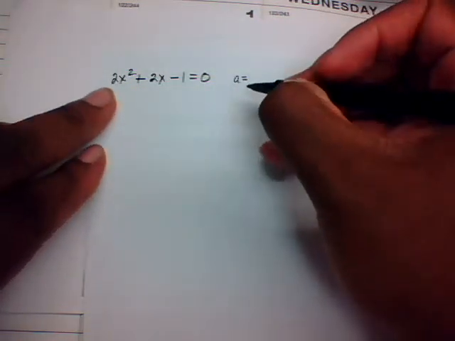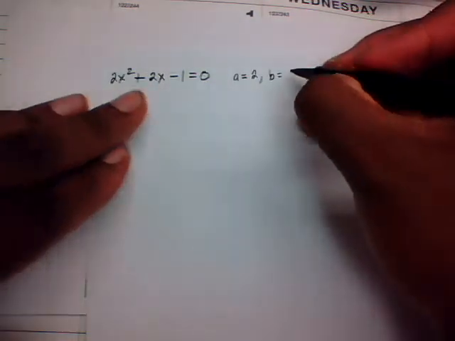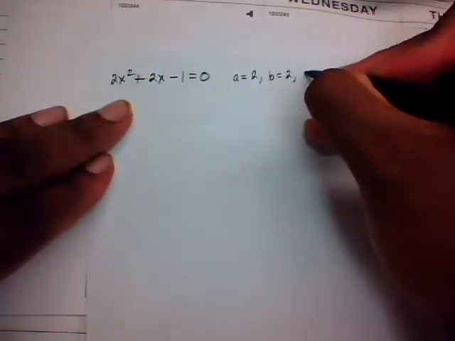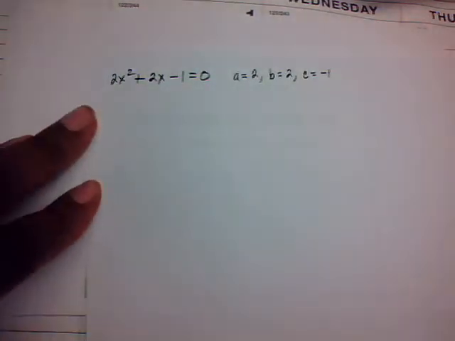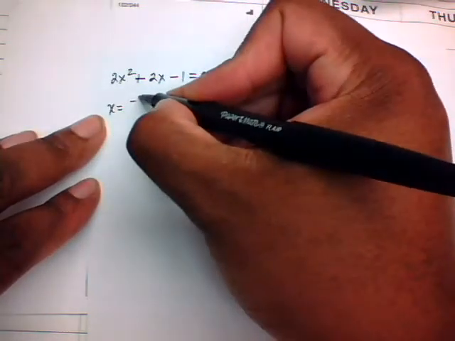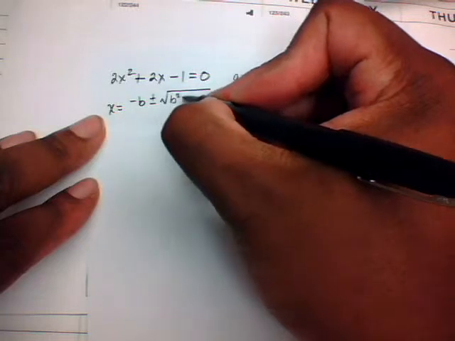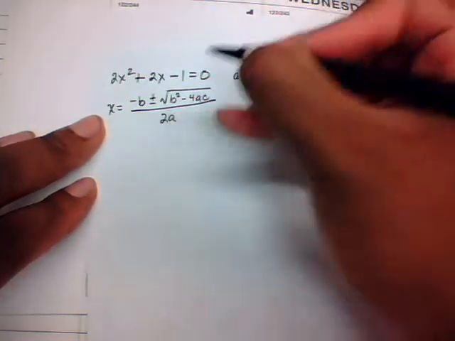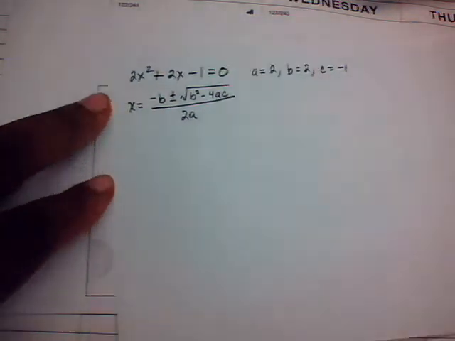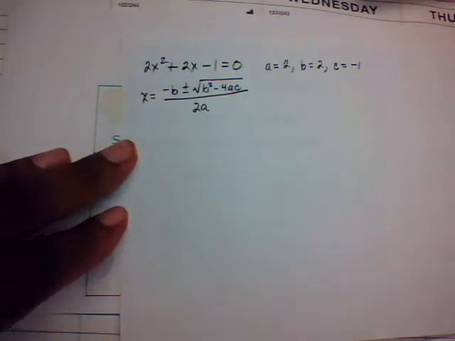A is the number that's in front of your x squared. That's 2. The b is the number in front of x. That's also 2. The c is your constant. That's negative 1. And I'll go ahead and rewrite the quadratic formula. That's x is equal to negative b plus or minus the square root of b squared minus 4ac. That whole thing is going to be divided by 2a. And then we're going to replace a, b, and c in this quadratic formula.